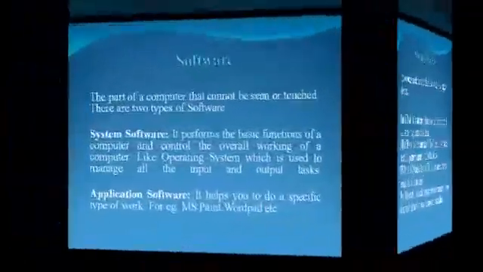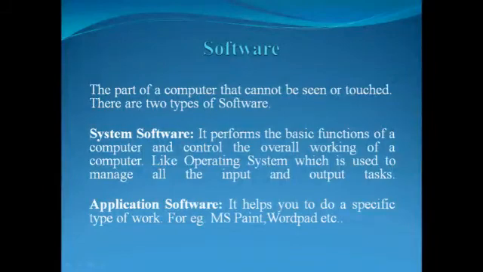Now let's talk about software. What is software? Software is that part of a computer which cannot be seen and touched. To make the hardware work, we need to have software in it. Without software, we can't even start a computer. Software is a set of instructions given to the computer to do a particular work.